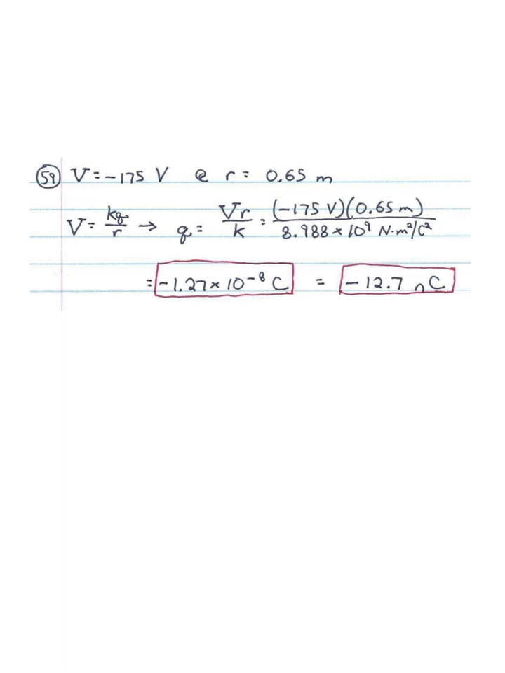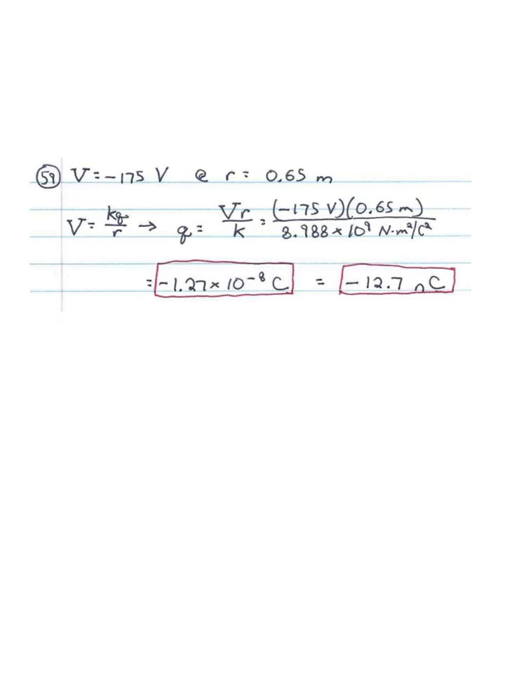59. Spherical equipotential surfaces surround a point charge. If the electric potential is negative 175 volts on a sphere of radius 0.65 meters, what is the charge?